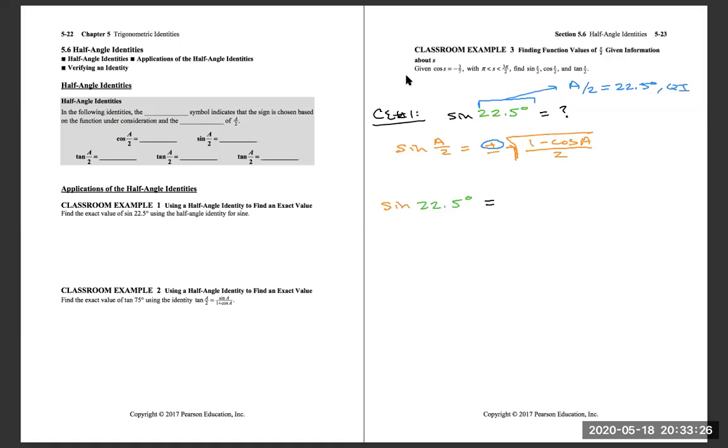Okay. Now, kind of think, if a over 2 is equal to 22.5 degrees, what would a be? We'll multiply 22.5 degrees by 2. You get 45 degrees. So we're going to have 1 minus cosine 45 degrees divided by 2.